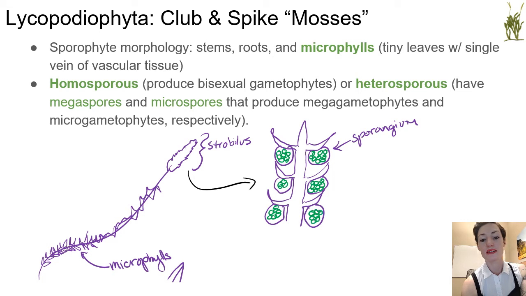If I was drawing the Selaginella strobilus, we would see some sporangia with large spores. Those would be the megasporangia, making megaspores, and those grow into the megagametophyte, which would make archegonia. Or they could grow into the microgametophyte if they're small spores inside a microsporangium, and those would produce antheridia. So we have meiosis happening within the sporangia to produce homospores that are going to grow into bisexual gametophytes.